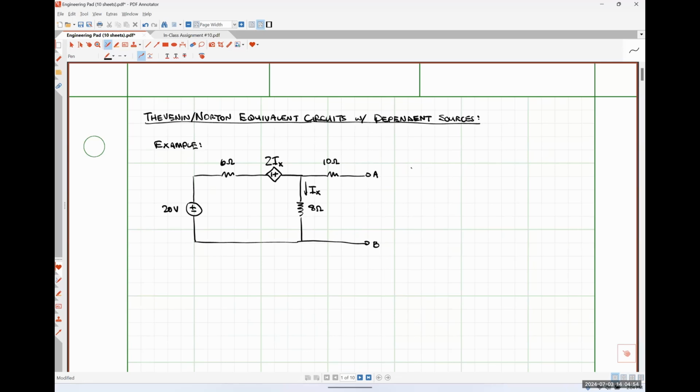And our goal here is to determine the Thevenin and Norton equivalent circuit seen between terminals A and B, where we are going to assume that the positive polarity terminal is on top and the direction is down for our Norton current.